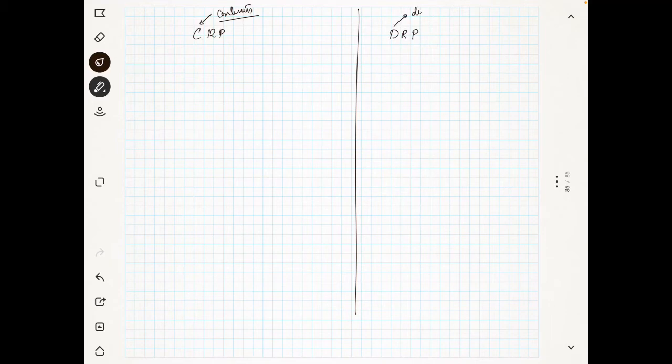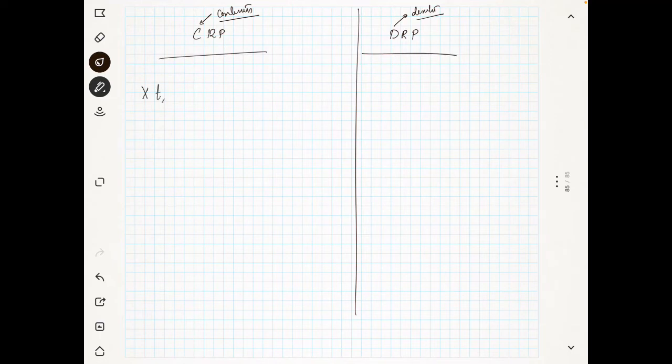So I will give you some examples for the continuous time random process, which is nothing but the continuous random process. And we have some examples for the discrete time random process, the discrete random process. So we have continuous and discrete random processes.